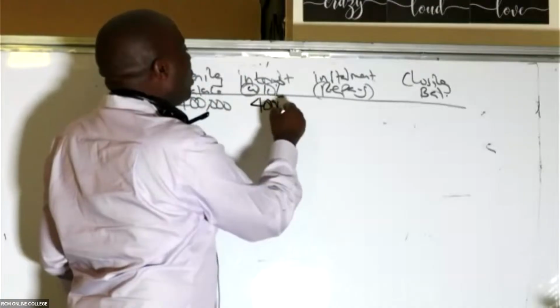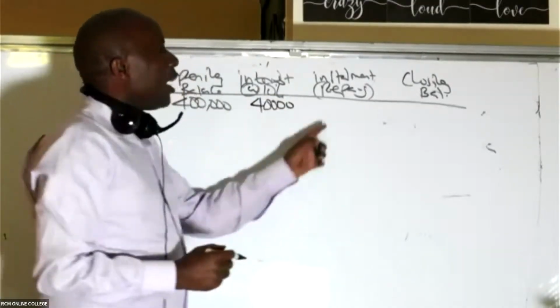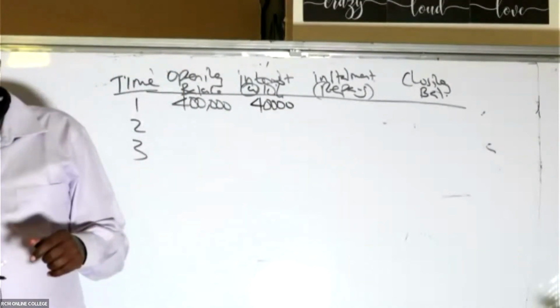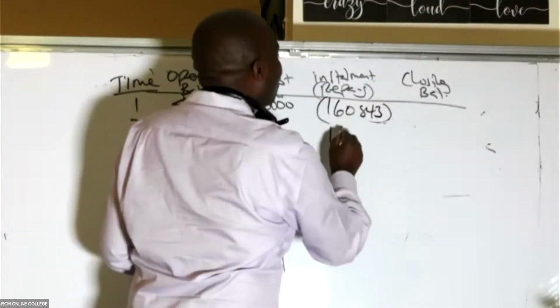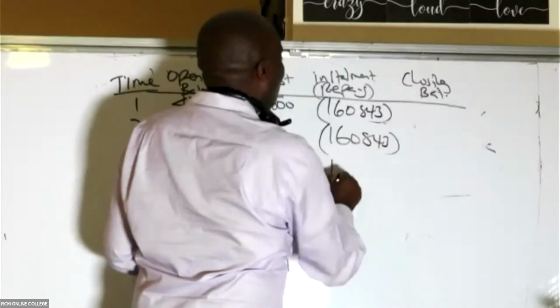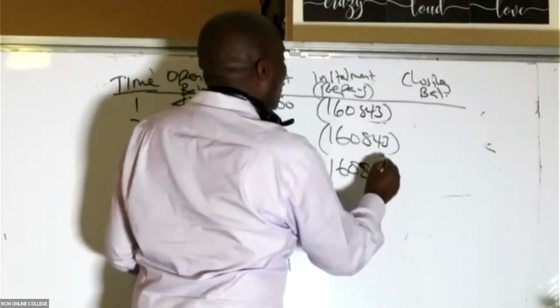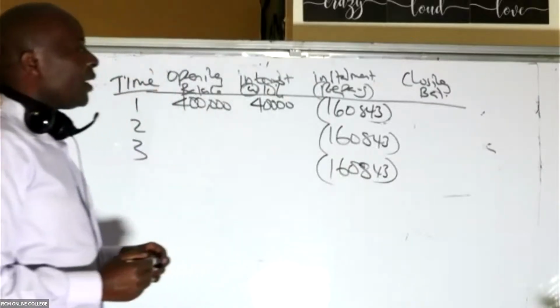Then how much are we going to pay you ninjas? How much is the installment? How much is it? 168.43. 168.43, and this is normally constant.